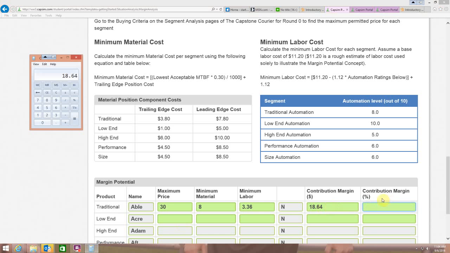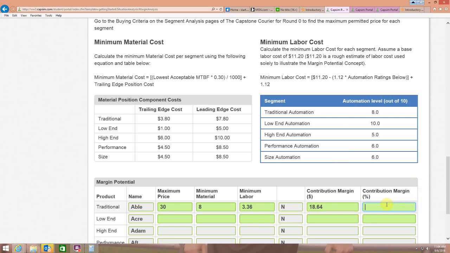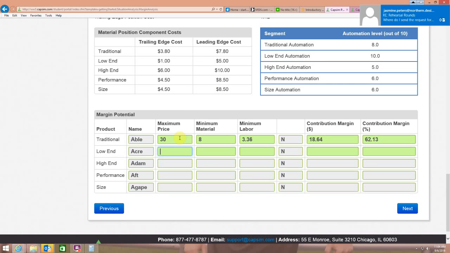And then to figure out the contribution margin percentage, I just divide that by the price. Divided by 30 is equal to 62.13%. Wow, that'd be huge, wouldn't it? Just absolutely huge. So again, you just have to go along and do that for each of those. Onward.